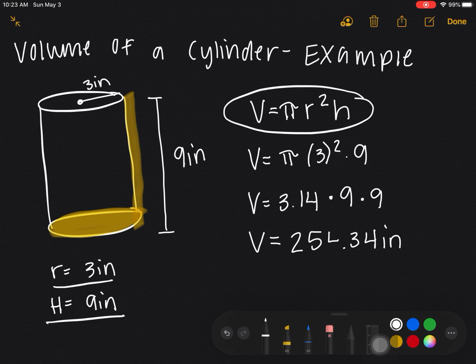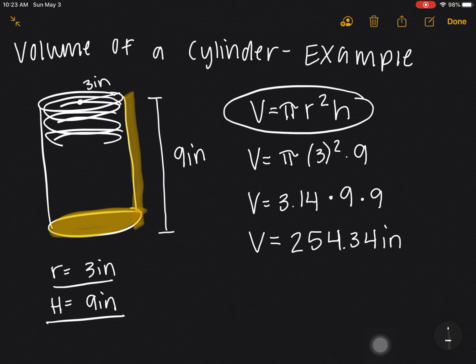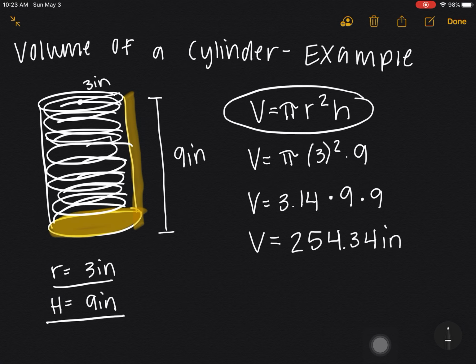Now, let's pay attention to something here. When we are looking at volume, up until this point, all of our values have been squared. But we need to remember that volume is a three-dimensional formula. So when we're looking at 3 dimensions, that means that this cylinder and the volume of this cylinder is 3 dimensions.